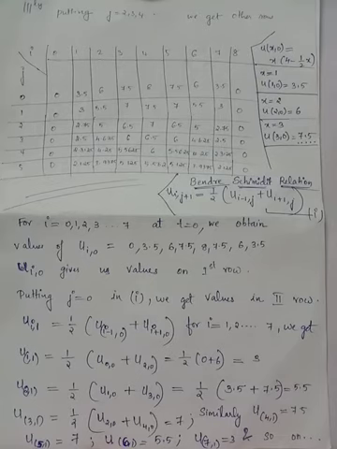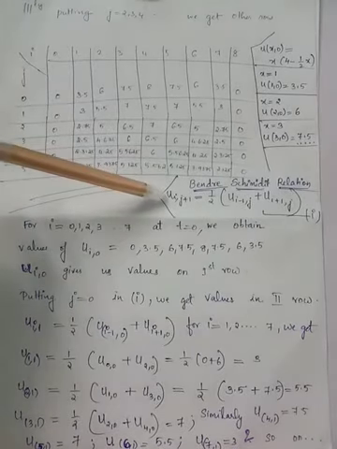Now we have to find out the values of the second row. To find the values of the second row, we have to make use of the Bender-Schmidt recurrence relation, which is given here.